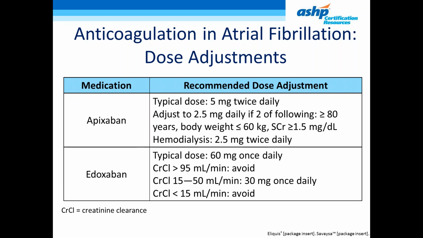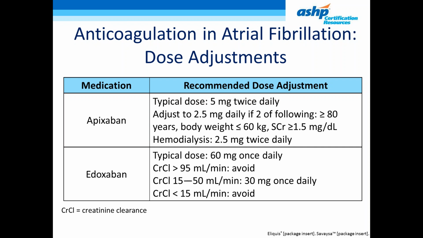For apixaban, the typical dose is 5 milligrams twice daily. This should be adjusted to half dose, 2.5 milligrams twice daily, if the patient has two or more of the following factors: greater than 80 years of age, low body weight, or serum creatinine greater than 1.5. Or, in those patients on hemodialysis, the dose is adjusted to 2.5 milligrams twice daily.